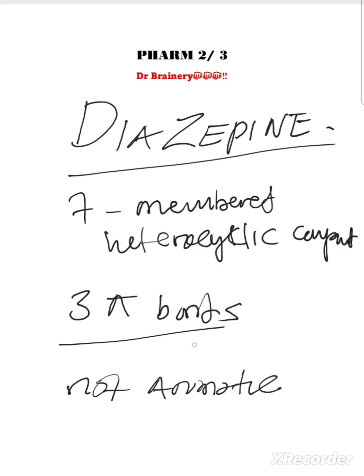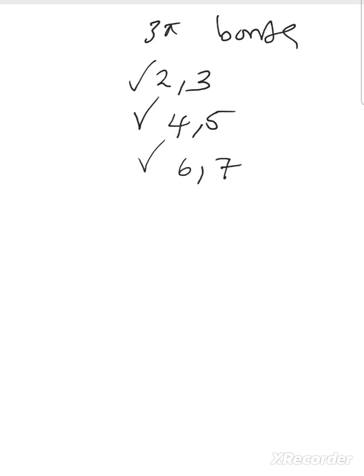Good. So, it is a 7-membered heterocyclic compound with 3 pi bonds, and it is not aromatic, but it is common due to the fascinating rearrangements it undergoes. We have 3 pi bonds in this compound, on positions 2, 3, 4, 5, and 6, 7. It is well known. It doesn't change just like that. These are not delocalized, right? So it is 2, 3, 4, 5, and 6, 7.